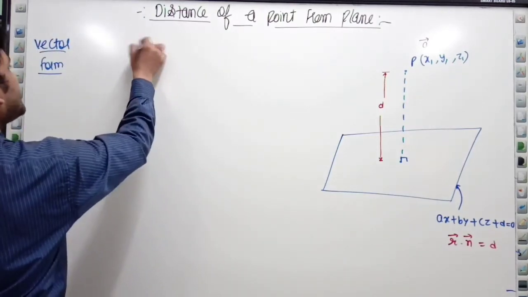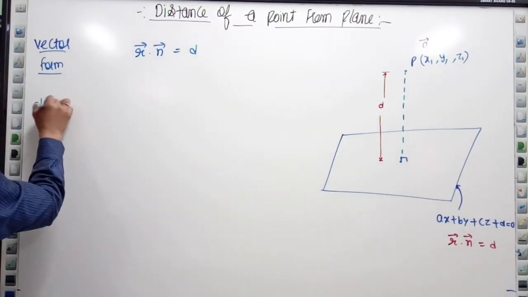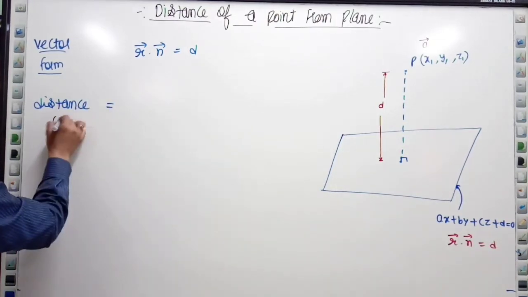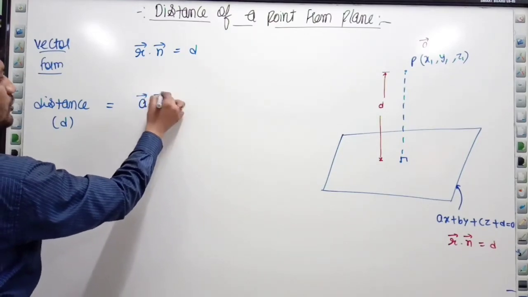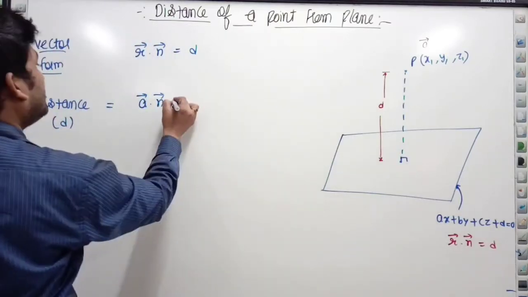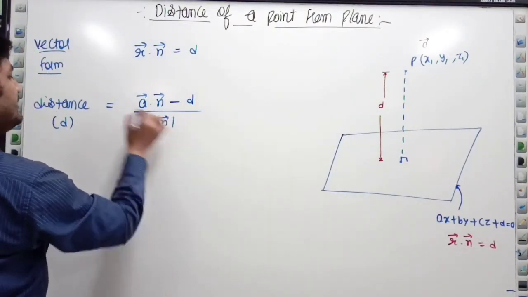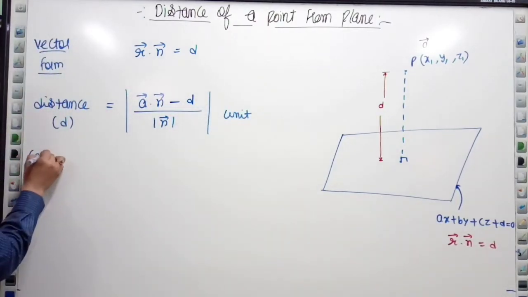The equation of plane is r dot n vector equal to d. Distance will be what? That d is a dot n. What is a? A is the position vector of the point, minus d, upon mod of n, right? Unit.